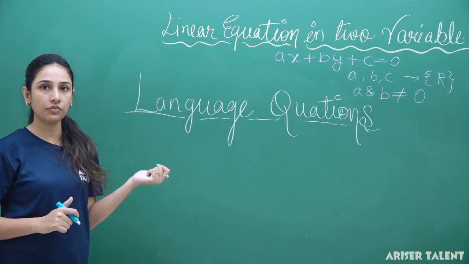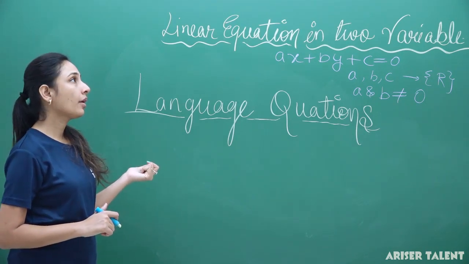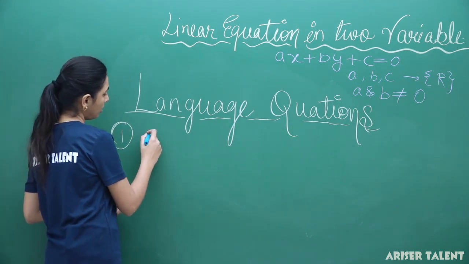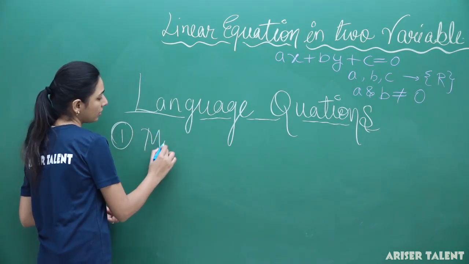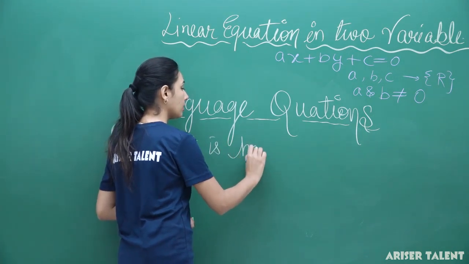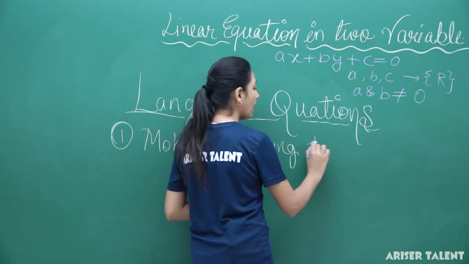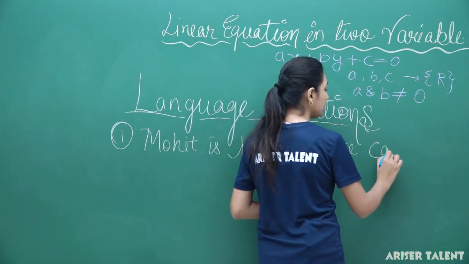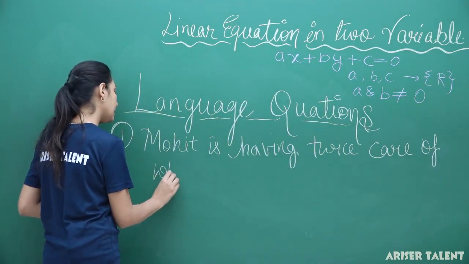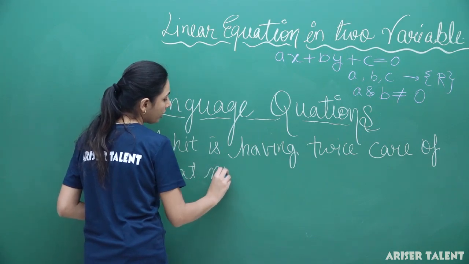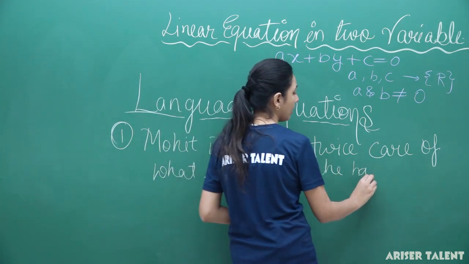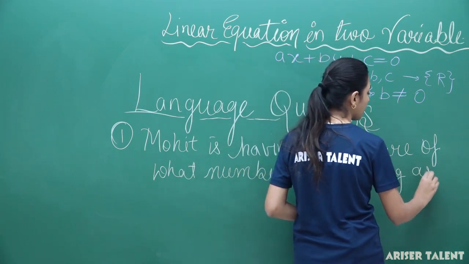Now, what is a language question? You might have one language question like this: Mohit is having twice the number of cars of what number he is having as bikes.